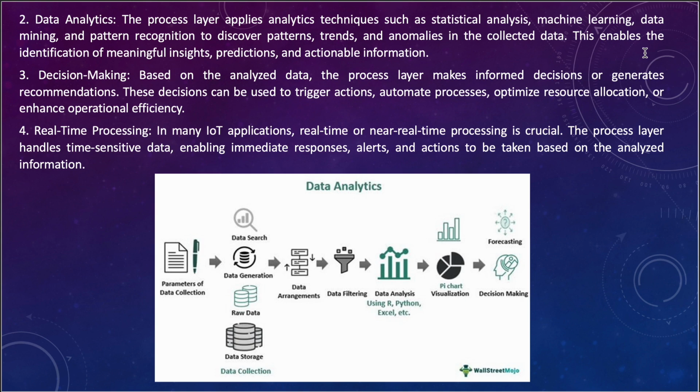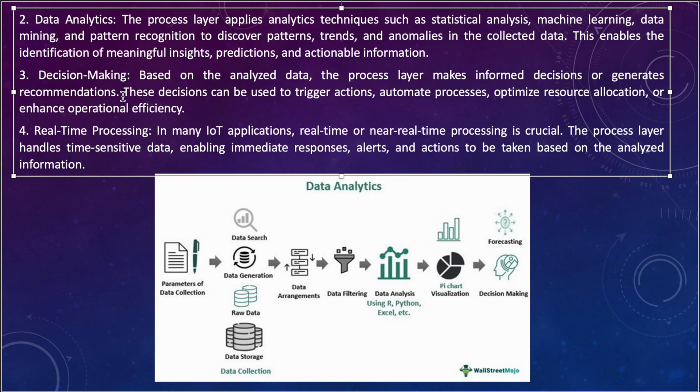So when the visual representation is done based on the analyzed data, the process layer makes informed decisions or generates recommendations. The decision can be used to trigger actions, automate processes, optimize resource allocation, or enhance operational efficiency. So that data would be shown to a human being who can see that the temperature has been increasing steadily throughout this month, and we need to maintain this machine, run some tests, and take it out for maybe cleanup or things like that.